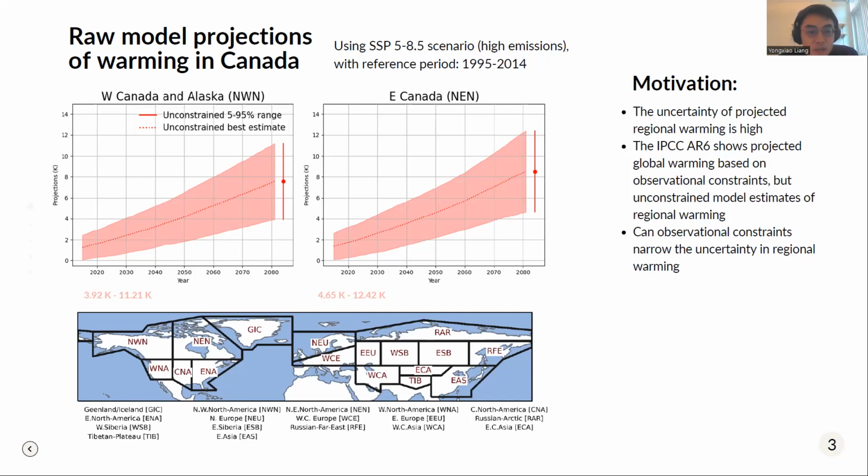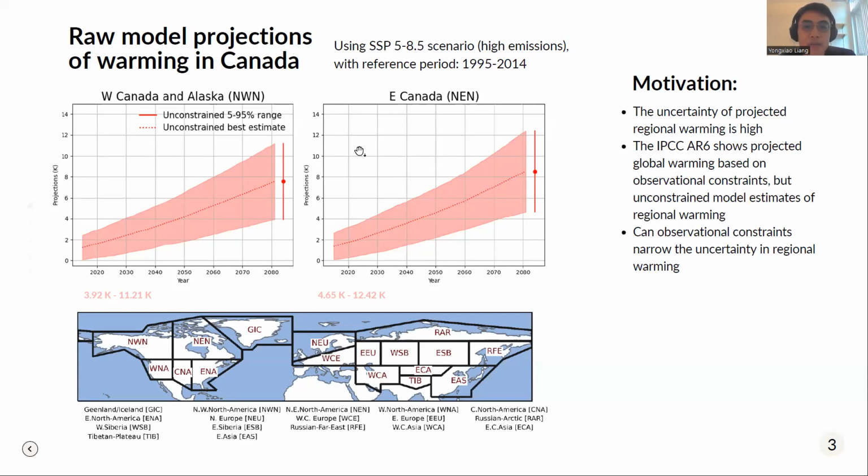The corresponding quantity at the end of the century, the last 20 years, shows the lower positions of the members. We here provide two Canadian regions: one is Western Canada, another is Eastern Canada. You can refer to the map in the lower position here. From this number for the last 20 years projections, we can see the uncertainty is quite large for both regions, with the uncertainty range reaching more than 7 Kelvin.